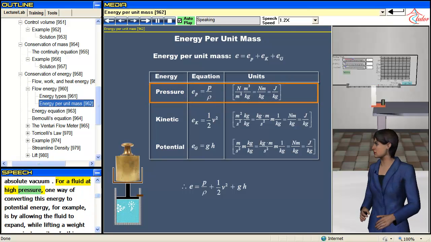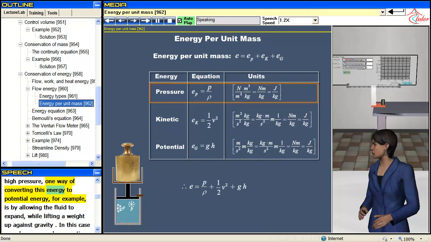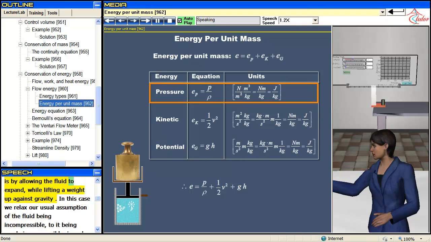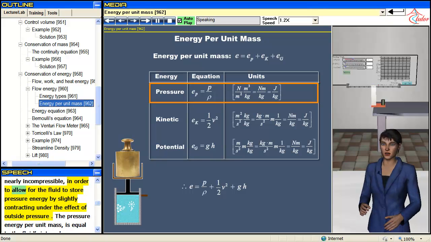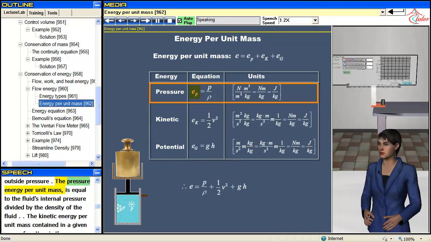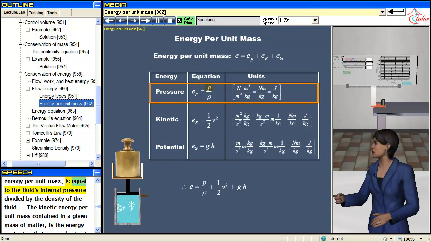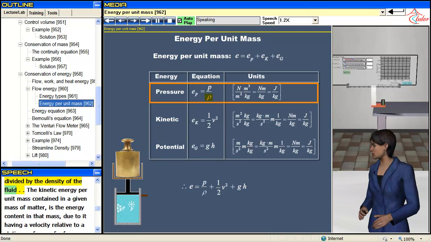For a fluid at high pressure, one way of converting this energy to potential energy, for example, is by allowing the fluid to expand while lifting a weight against gravity. In this case we relax our usual assumption of the fluid being incompressible to it being nearly incompressible, in order to allow for the fluid to store pressure energy by slightly contracting under the effect of outside pressure. The pressure energy per unit mass is equal to the fluid's internal pressure divided by the density of the fluid.